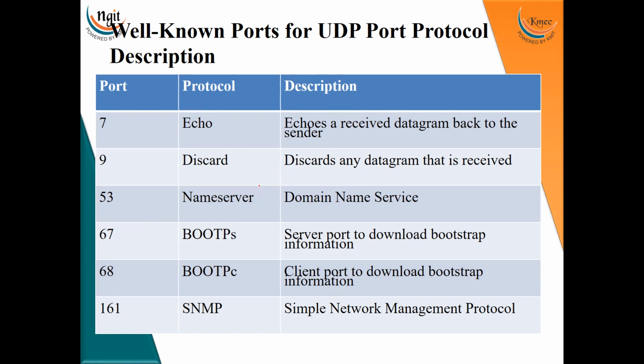Port number 53 is for the name server protocol, and it provides the domain name service. What is meant by bootps? This is the server port number, 67, for bootstrap information, and port number 68 is the client port to download the bootstrap information. The port number for SNMP is 161, and it is the Simple Network Management Protocol. So far we have learned only about the port numbers.